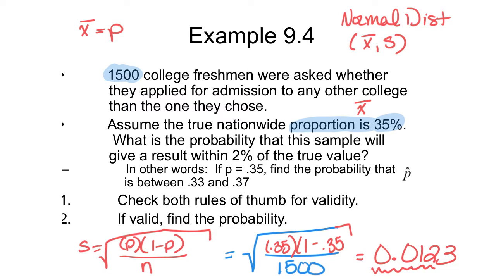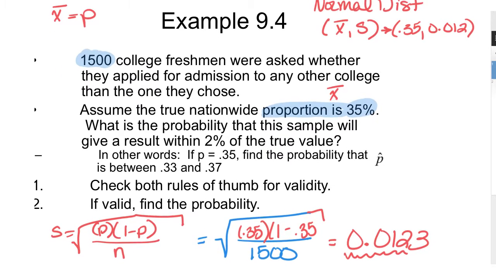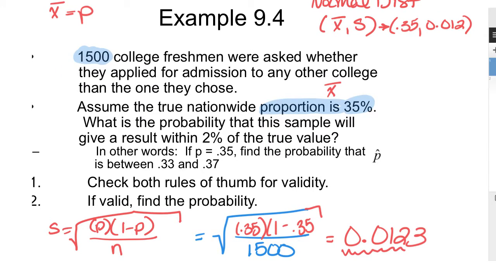So if I was to set this up for Desmos, I would have my sample mean, which is 0.35, and my standard deviation, which is 0.012. We're going to use those values under our normal distribution for Desmos, and it is going to plot our normal distribution curve. From there, we can answer the question that's being asked here. What is the proportion that the sample will give a result within 2% of the true value?